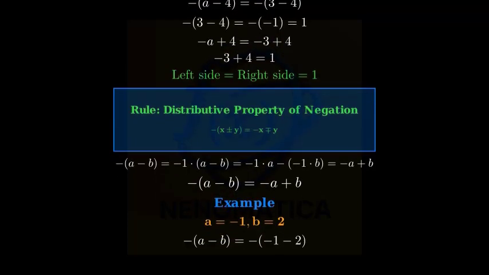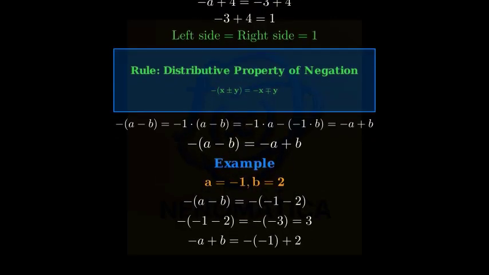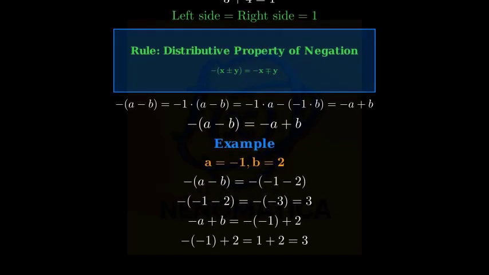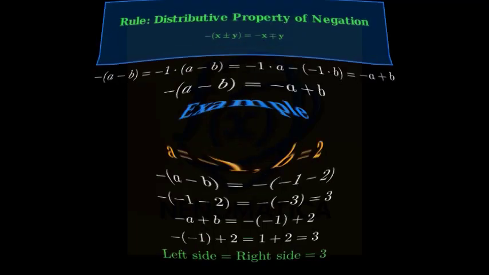First, let's calculate the left side, negative of a minus b. Substituting our values, we get negative of -1 minus 2. This simplifies to negative of -3, which equals +3. Now for the right side, negative a plus b. Substituting our values, we get negative of -1 plus 2. This simplifies to +1 plus 2, which equals 3. Since both sides equal 3, we've verified that the identity negative of a minus b equals negative a plus b is true for our chosen values.